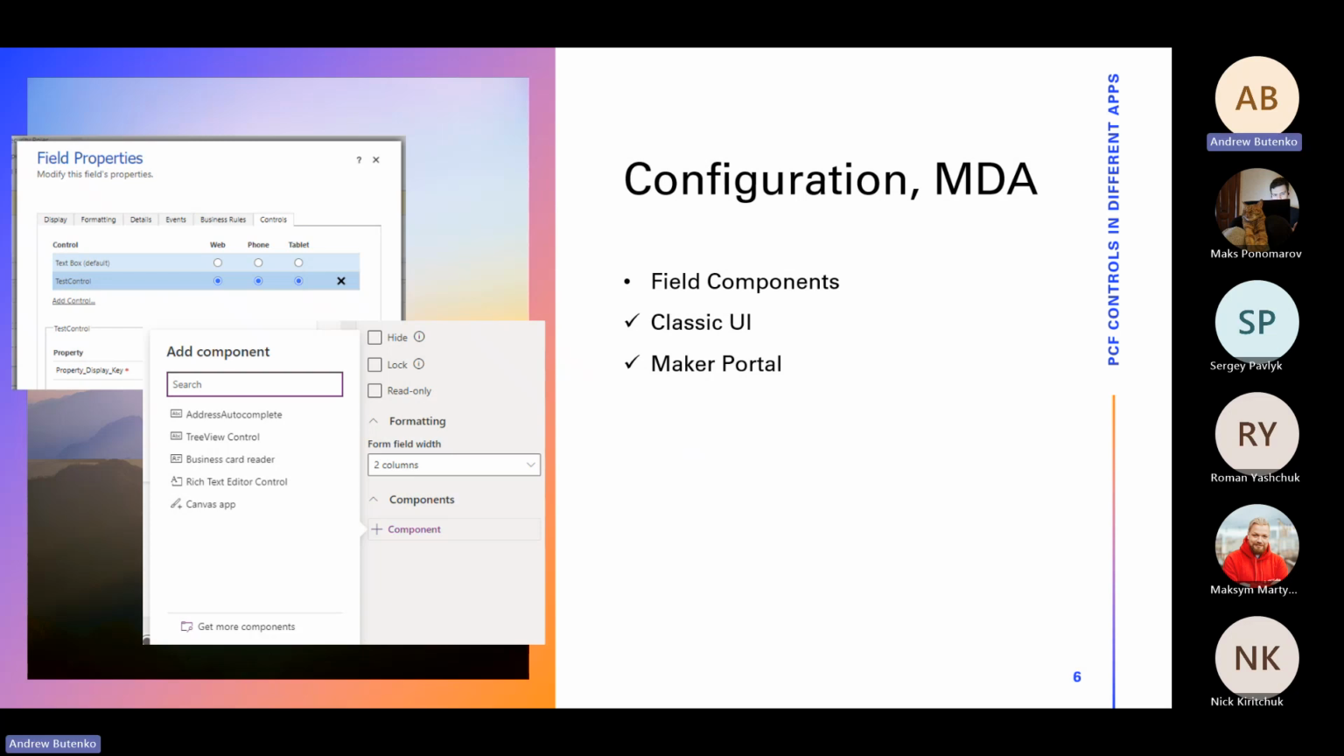So for the field components and for grid components, it started to be possible to configure in both UIs, with one small star, as you may see.